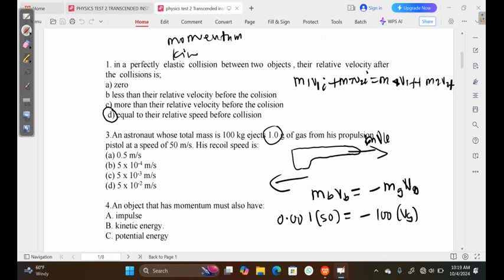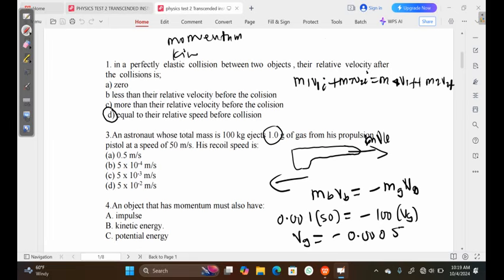Okay, so I'm getting my velocity of the gun to be equal to this negative. It just tells me that it was going in the opposite direction.